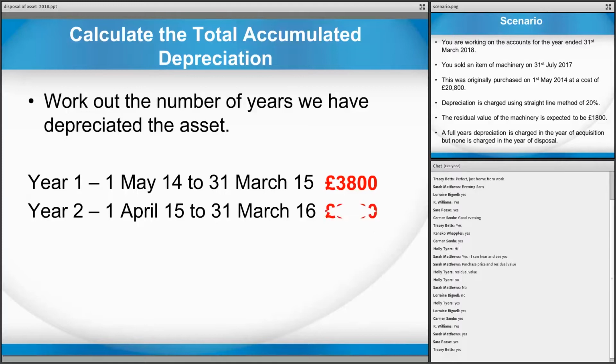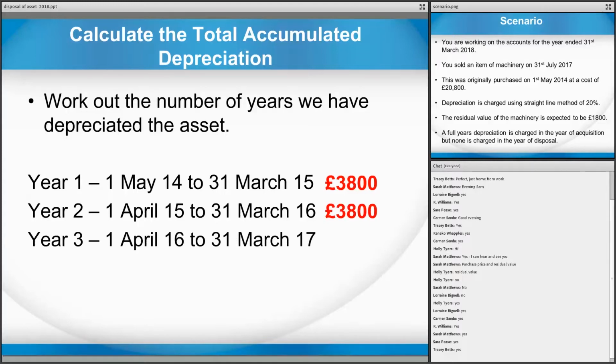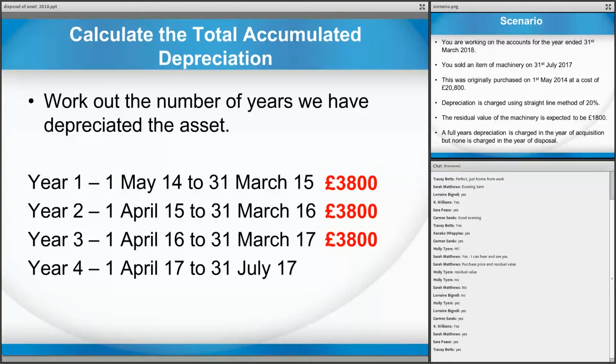In year two, we're going to then take it for a full financial year, 1st of April to 31st of March, which is another 3,800. In year three, then, we've got 1st of April to 31st of March, 3,800. And then in year four, we've got the 1st of April to the 31st of July. So this is the year that we've sold it. Okay, and it stipulates that there is none charged in the year of disposal.